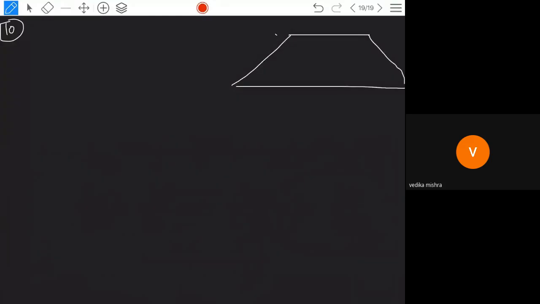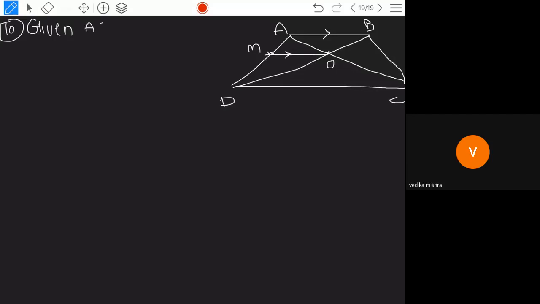ABCD. Both diagonals are intersecting at a point O. And we are constructing MO parallel to AB. Either AB you can consider or CD you can consider. So what is given here? Let us write here: given AO by BO is equal to CO by DO. This implies you can write AO by CO is equal to BO by DO. Can I write like this? CO brought here, BO taken there.